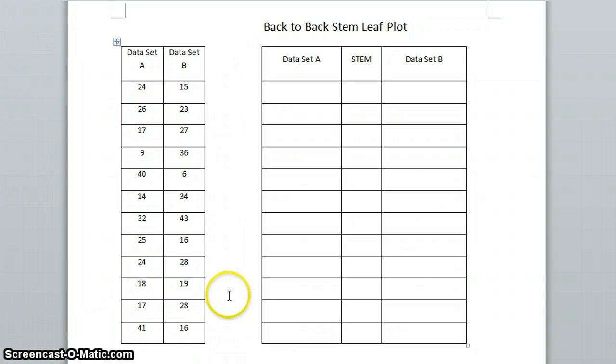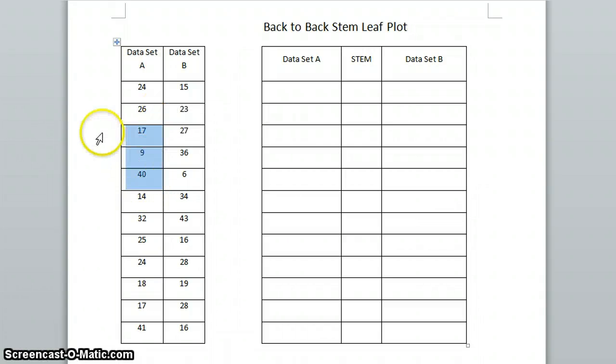I'm going to take a look at my data, and I'm going to look at the tens column. So here I have 24, and in the tens column we've got 2. So we have two tens. Again, we have two tens here with 26. We've got 1 ten here for 17, 0 tens here for 9, 4 tens for 40, and so on.